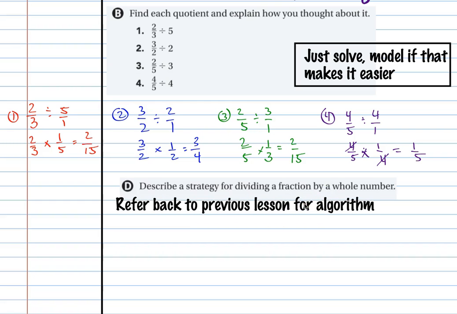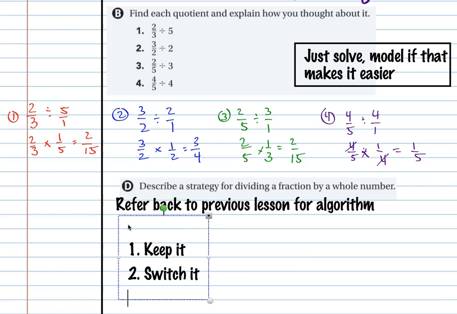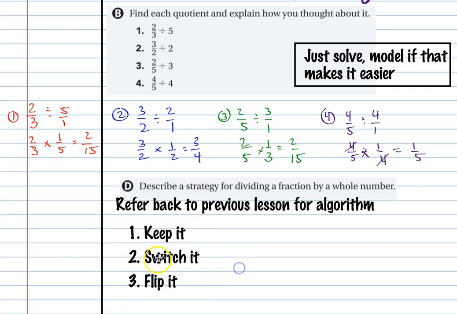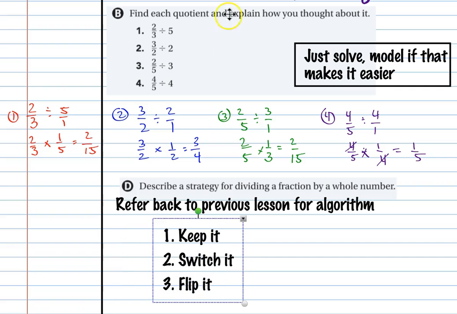So describe a strategy for dividing fractions by a whole number. We've talked about this before, and we can kind of use the same idea. So our algorithm will be 1, keep it, 2, switch it, 3, flip it. Okay, we can stick with that. That works.